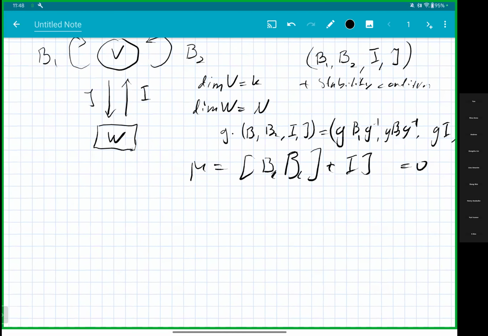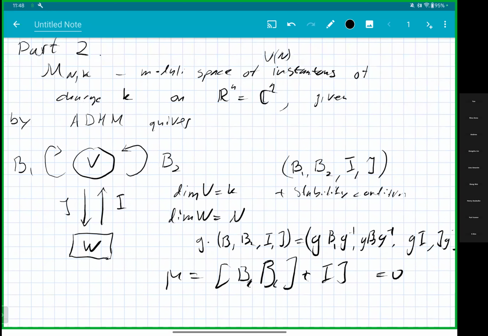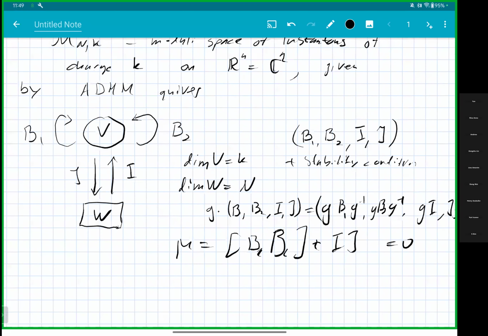Quick question. You said this is the instanton on R^n? On R^4, four-dimensional. Okay, thank you. Yeah, R^4, you're right. N is just the rank of the gauge group. Now I got it. Thank you. R^4, C^2.